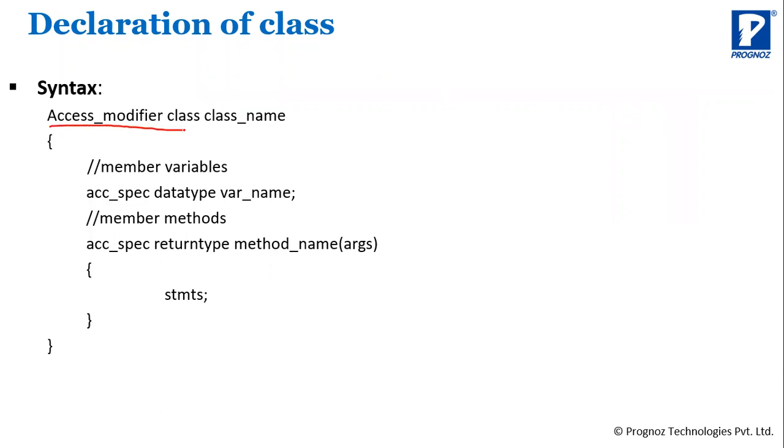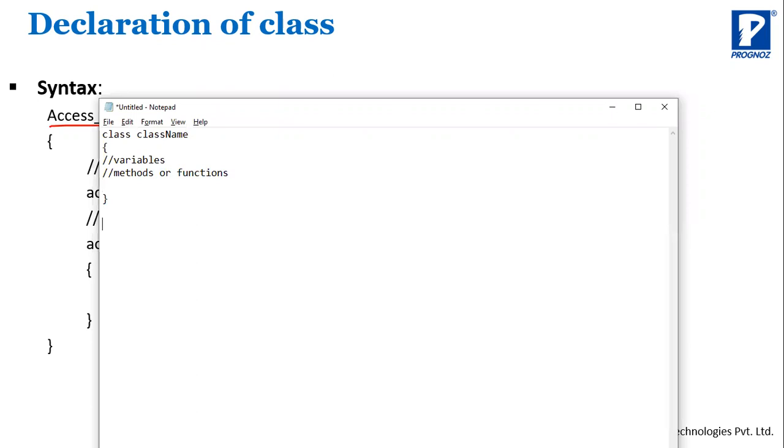Access modifiers are nothing but, we can write here public, private, protected, internal, protected internal. So these are the different access modifiers we can declare in the class. In C sharp we have 5 types of access modifier: public, private, protected, internal, protected internal. But in C++, we have only 3 types of access modifier: public, private, and protected.